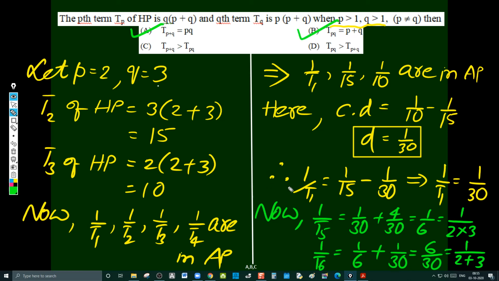Which one is greater among these two? You can easily decide. T of P plus Q is 6 and TPQ is 5, and 6 is greater than 5, and hence C is also correct. You can avoid D there. Okay? That's it, please. And as Parsh was saying, you can go for a conventional method also.